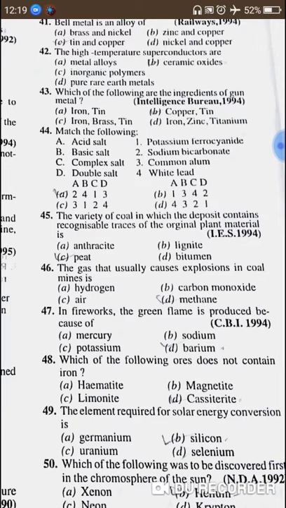Next question. The element required for solar energy conversion is, and our answer is silicon. Silicon is the element which is required for solar energy conversion. And our next question is, which of the following was discovered first in the chromosphere of the sun? And our answer is helium. Helium was discovered first in the chromosphere of the sun.